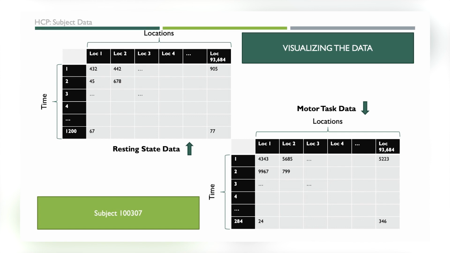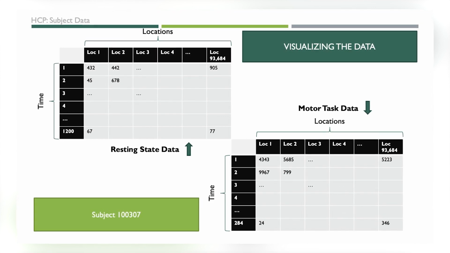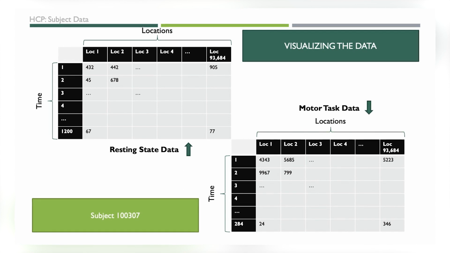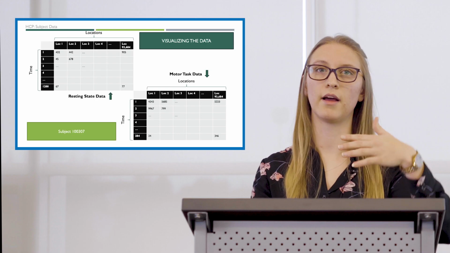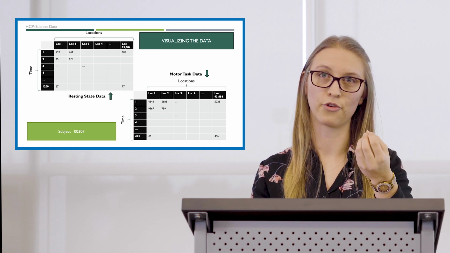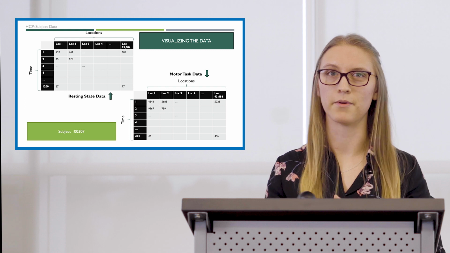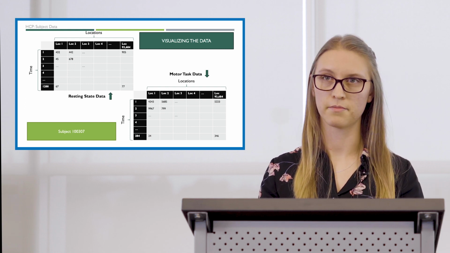So you can see for the resting state data, we have about 1,200 time points, and for the task data, it's shorter. We have only 284 scans. And of course, the entries that I have in the actual cells are just made up numbers, but these are going to be our blood oxygen level dependent values.